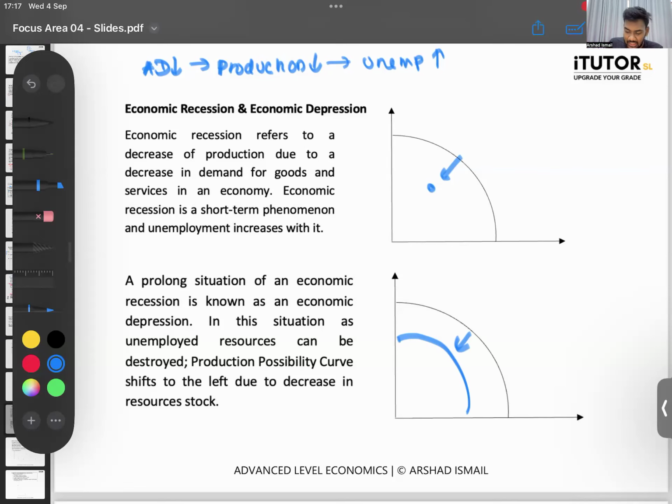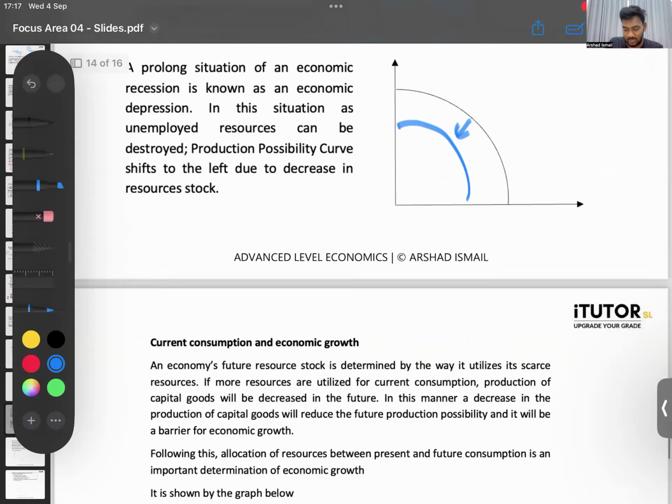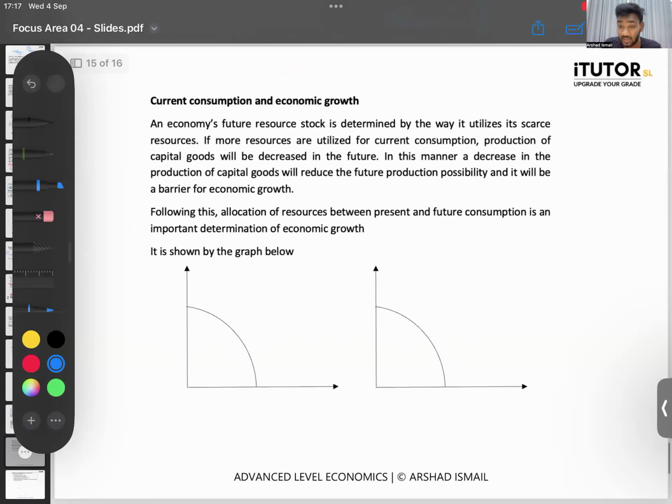Okay, done. Then this one, the last one, current consumption and economic growth. Yes, I'll give you a good example. Last week, I don't know if I told you all this, I told the other batch.